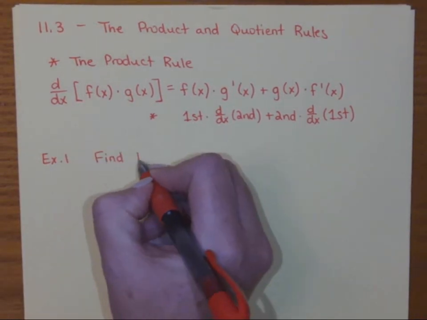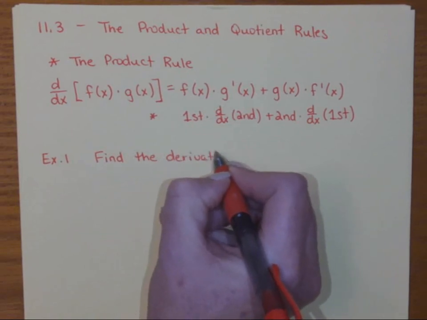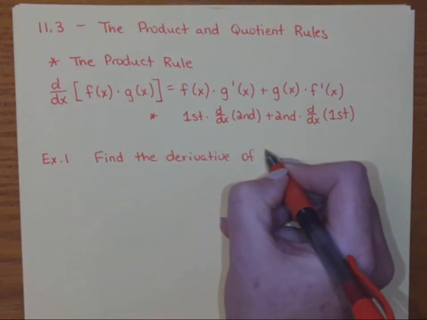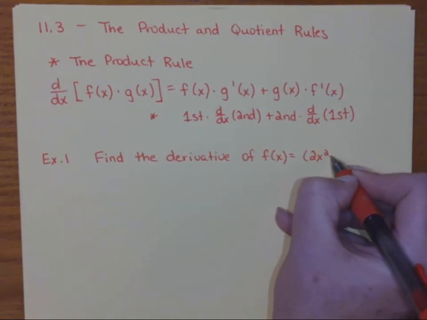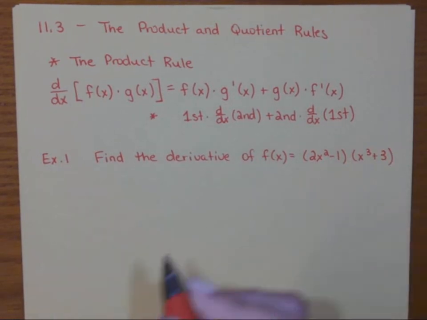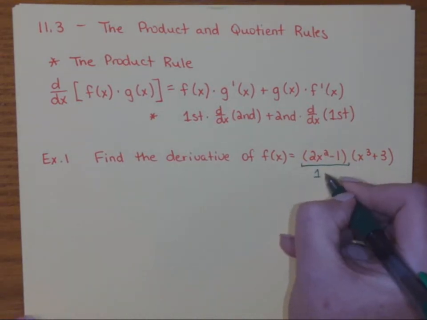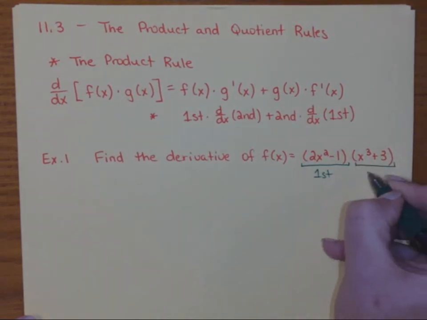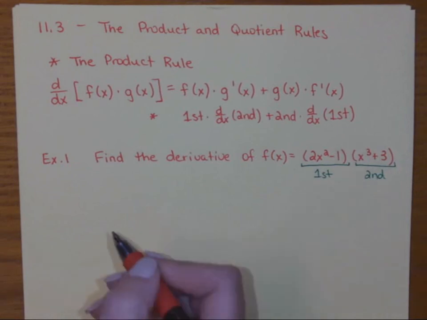Okay, so anytime we are multiplying two functions, we're going to use this product rule. So let's say that I was asked to find the derivative of f of x equals 2x squared minus 1 times x cubed plus 3. Now, technically speaking, I could FOIL this out and then find the derivative, but I want to show it using the product rule. So notice this is a first function times a second, hence the product rule. We're multiplying one times the other.